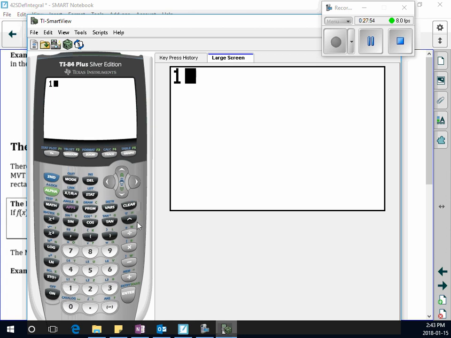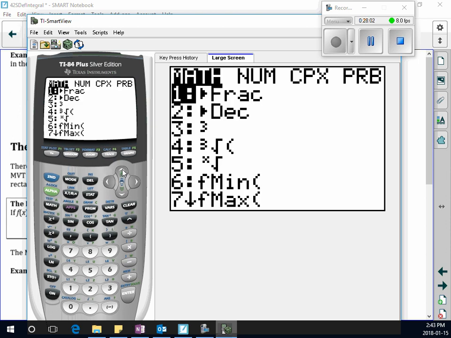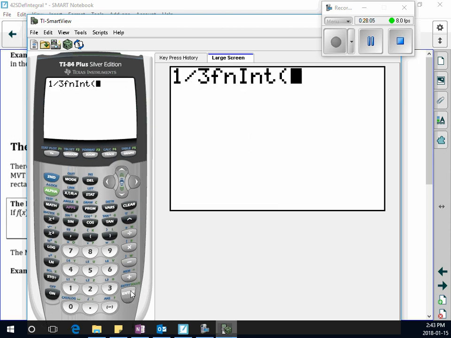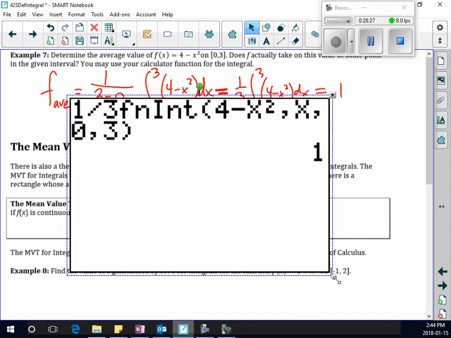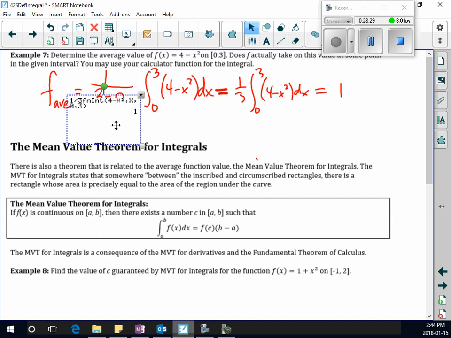So 1 divided by 3, and then we go math. I have to do it the crazy way, right? I have to subtract x squared, comma, x, comma, 0, comma, 3. Right, because it's function, variable, lower and upper limit. Or you can have the fancy calculator that does it for you. But anyways, either way, you're going to get one.